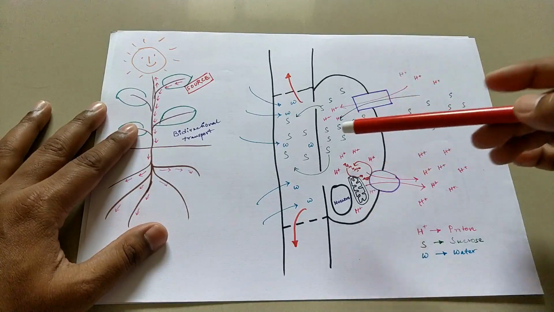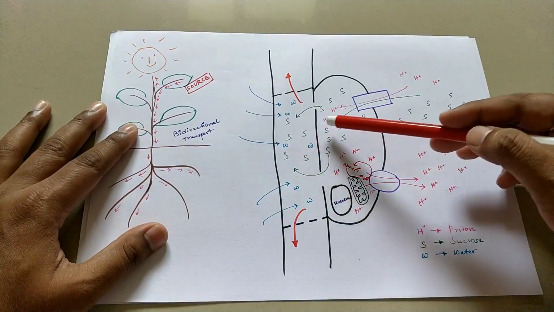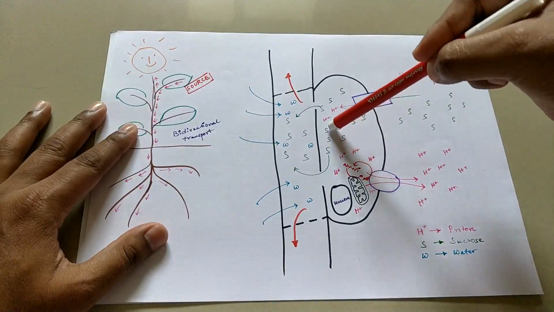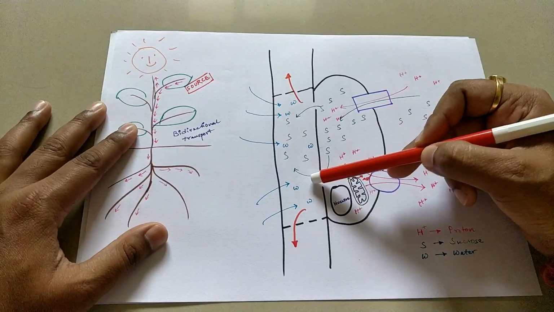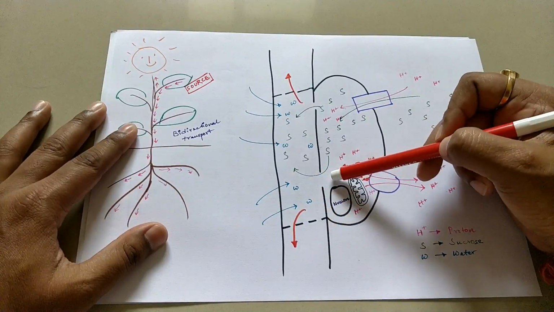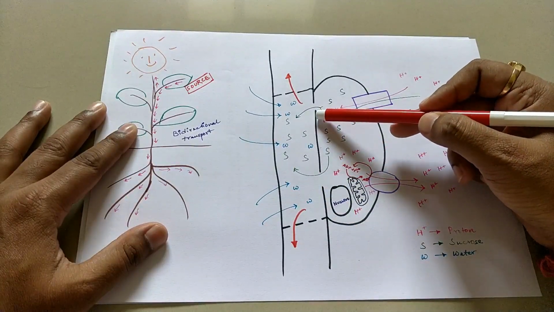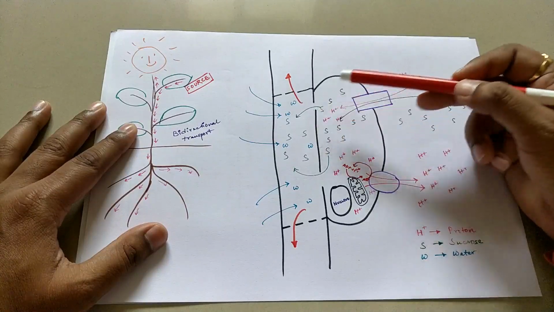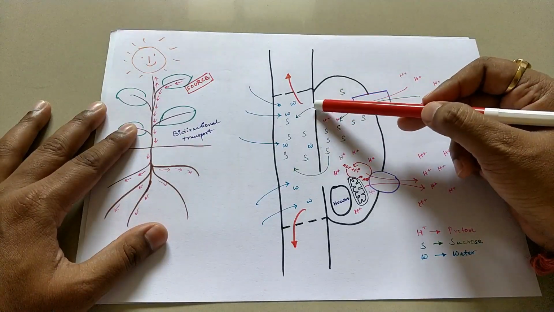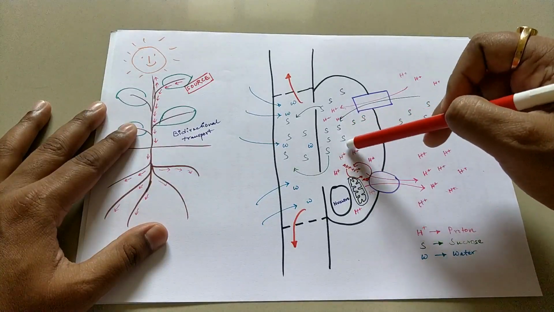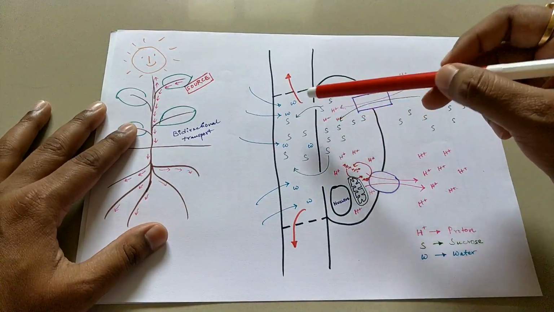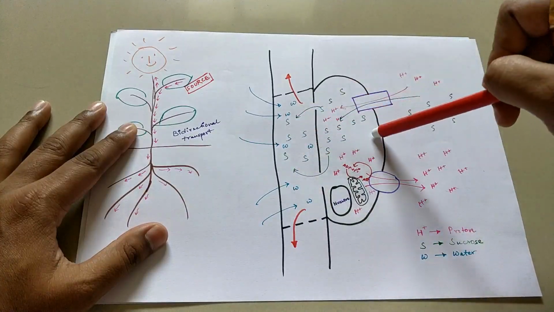Now if you see, these sieve tube elements and companion cells have a tiny opening which gives cell-to-cell connectivity, and these openings are known as plasmodesmata. So it is through this opening that the sucrose, down its concentration gradient, will enter the sieve tube element.